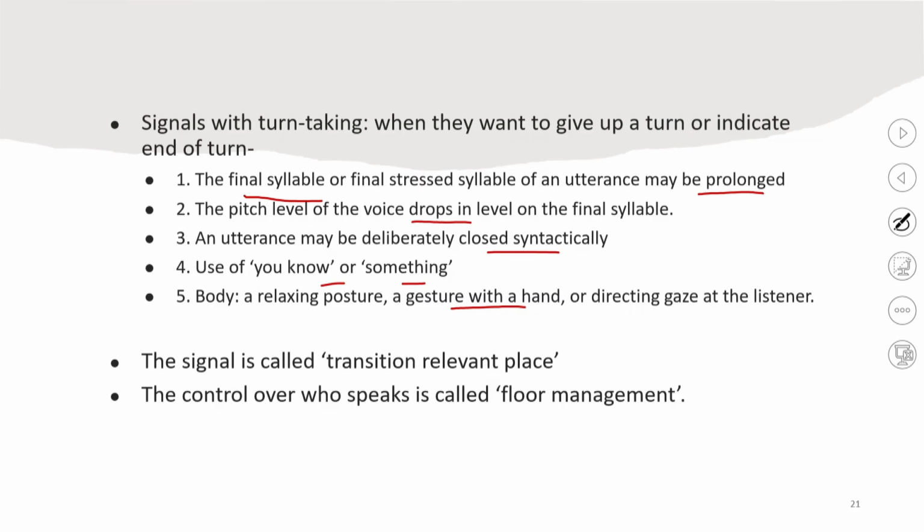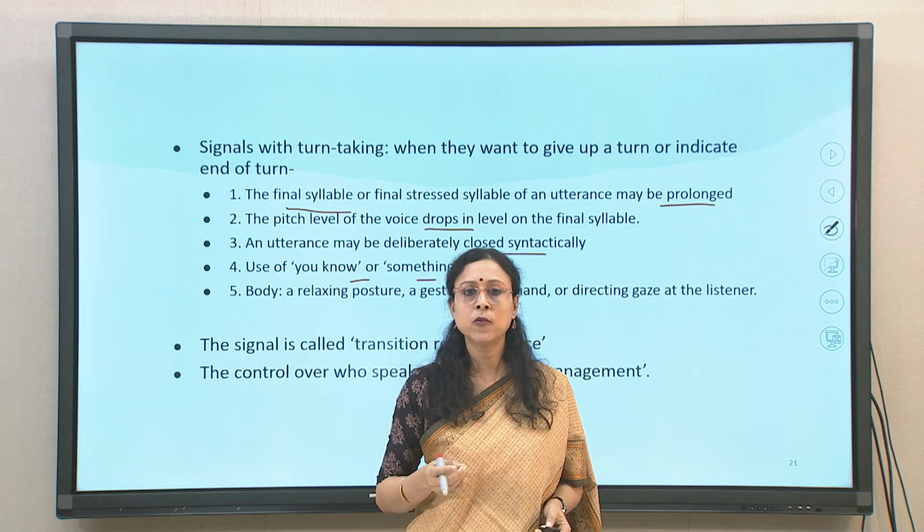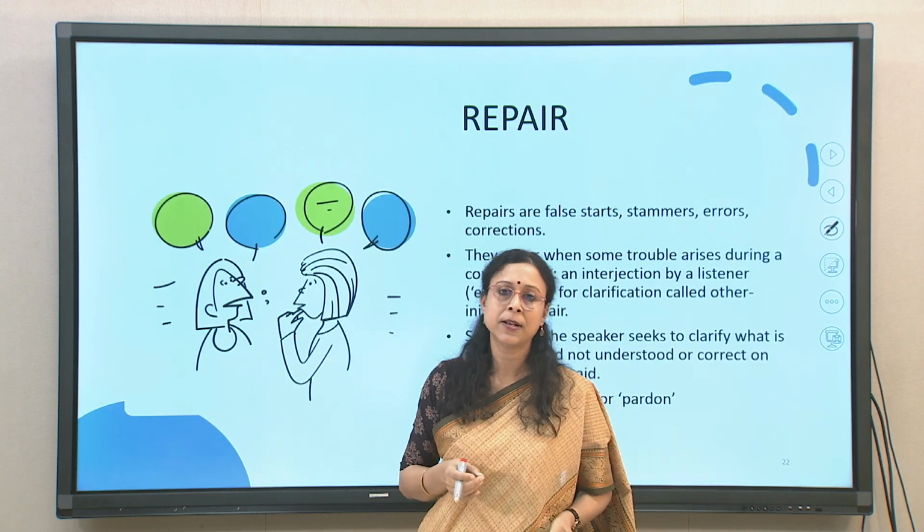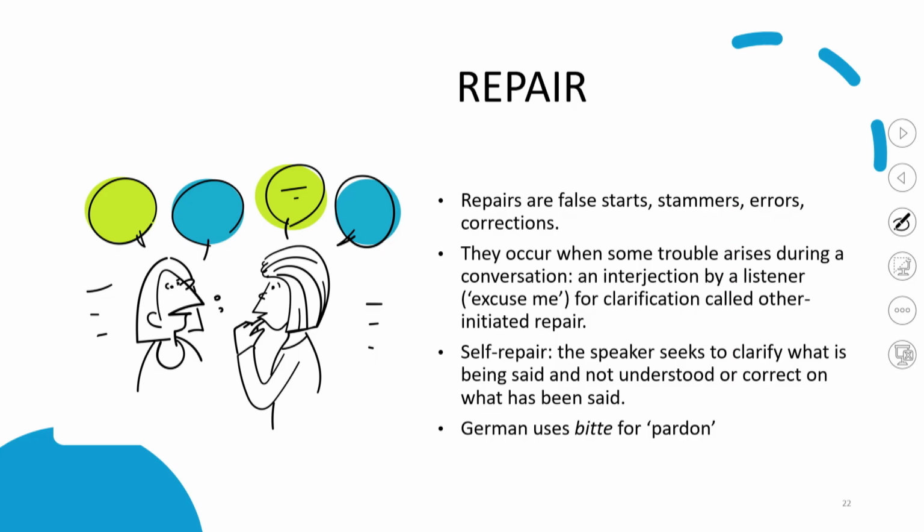So, this is how you signal taking a change of turn. This is called transition relevant place. These are some terms. The control over who speaks is called floor management. Now, in any conversation there is also something called repair. Repairs are basically false starts or stammers or errors, corrections of various types, that is part of any kind of normal spontaneous speech or a normal conversation.